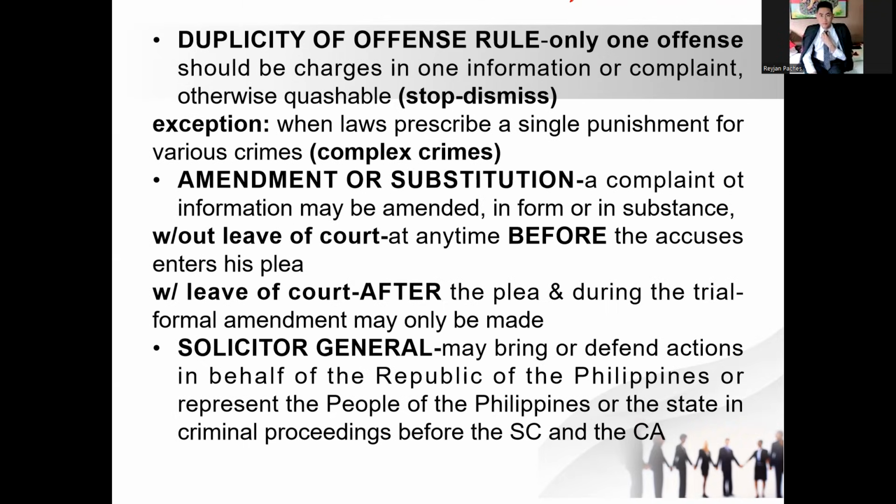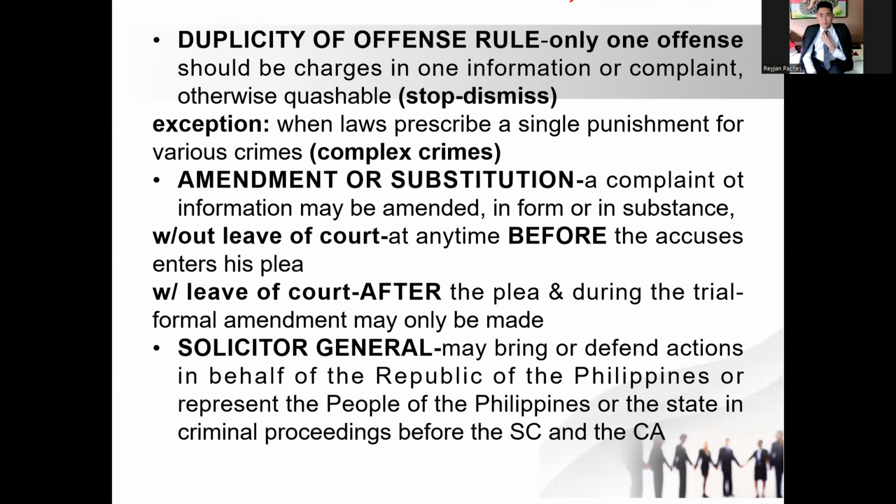Then meron tayong tinatawag, class, na amendment or substitution. Ibig sabihin, pwede nating mapalitan ang nilalaman ng complaint and information. But of course, merong remedy or merong pagdadaanan yan, class. Okay, so a complaint or information, class, may be amended. Ibig sabihin, pwedeng mabawasan, pwedeng madagdagan in form or in substance. Okay, with leave of court. Okay, una, without leave, at isa naman with leave of court. Pag sinabi natin leave of court, class, ibig sabihin, you ask permission from the court.